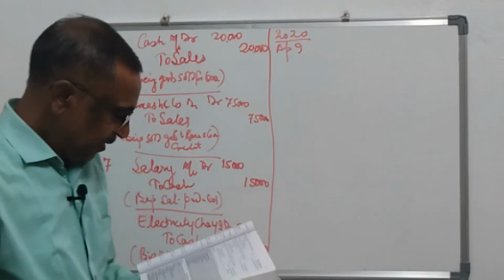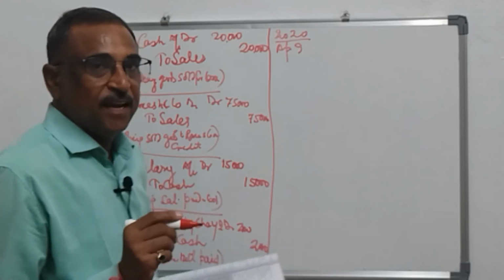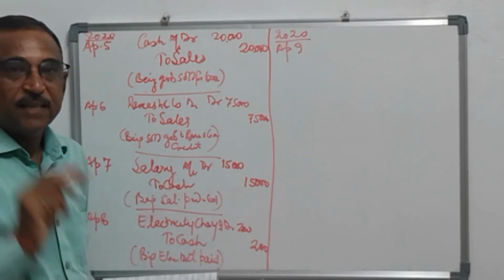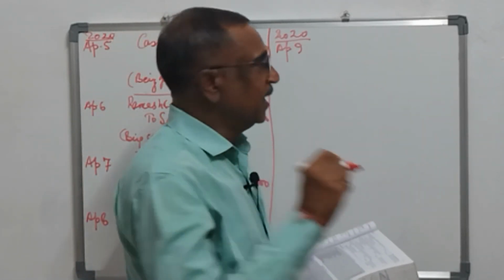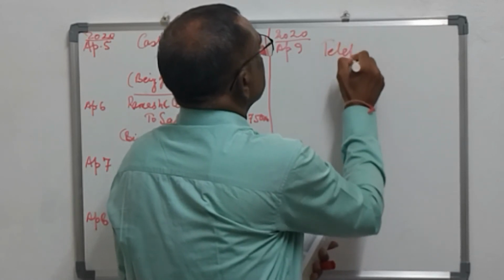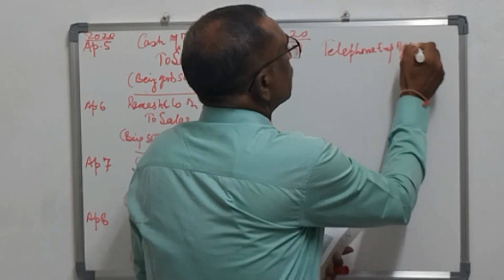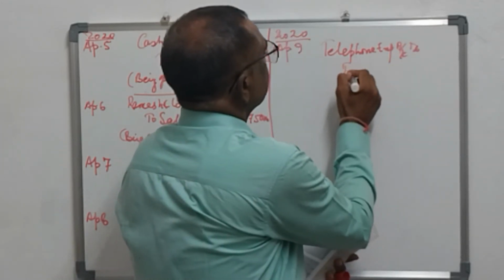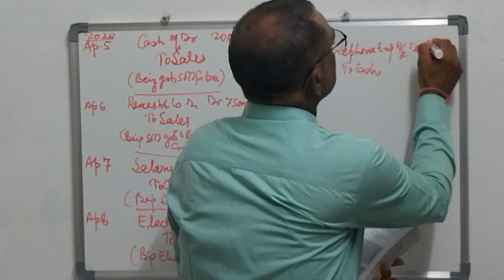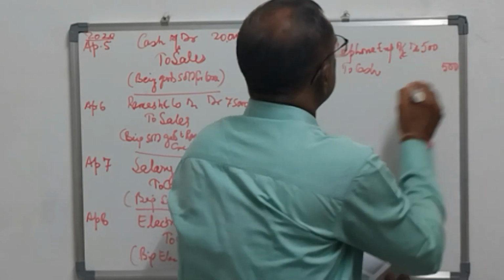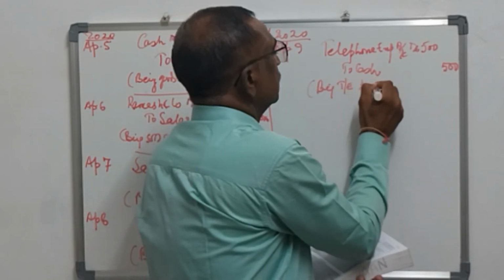April 9. Paid telephone bill. This time you are paying the telephone bill. Telephone bill is again your expense. Expenses are debited as per nominal account. So telephone expenses account debited to cash because it is being paid in cash, and the bill is 500. Being telephone expenses paid.